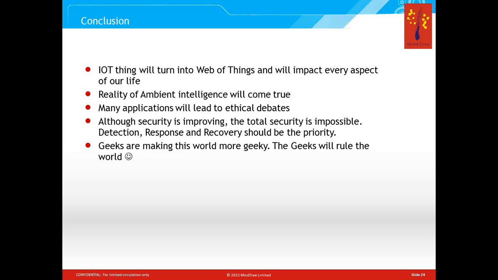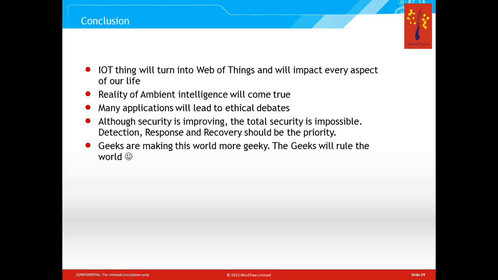So it will become a huge web, where the things will talk to each other and expose their functionality as web services. Other objects will access those web services. All these things we will start seeing in very large numbers. The reality of ambient intelligence will come true.